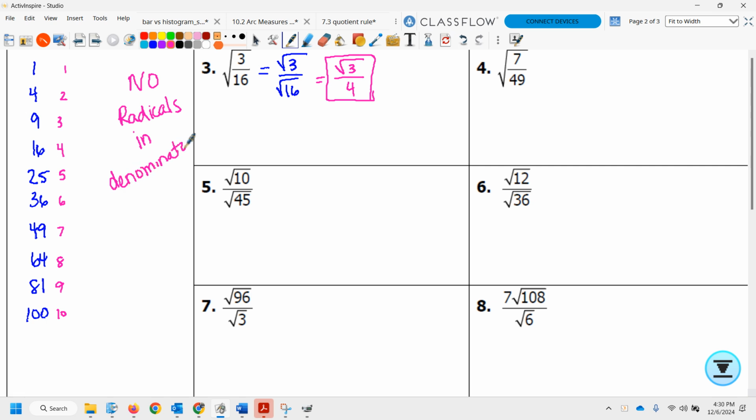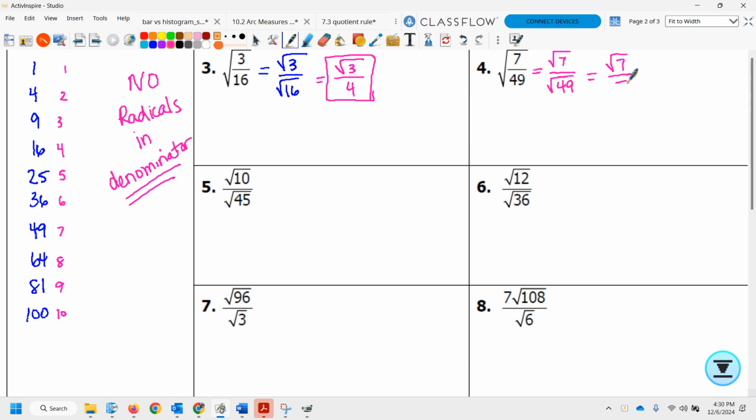Period. If you leave a radical in the denominator, it's just going to be incorrect right out of the gate. So I know if I have this be a 7, I'm going to have the square root of 7 down here, and I can't. So let's break it apart. The square root of 7 over the square root of 49, because 49 is on my list. The square root of 49 is 7. So I have root 7 over 7.